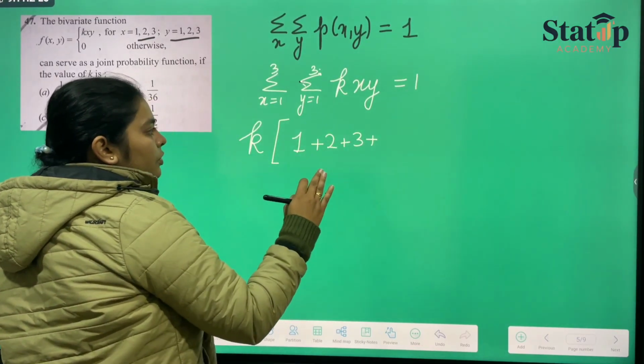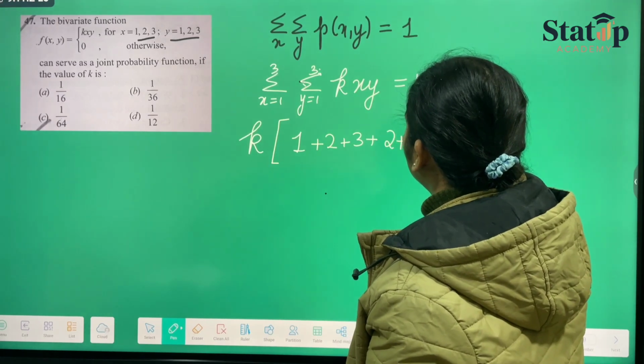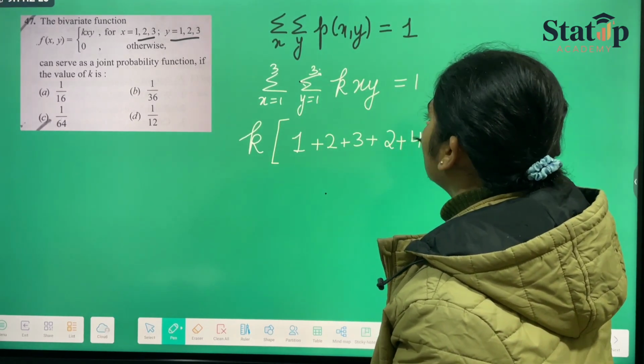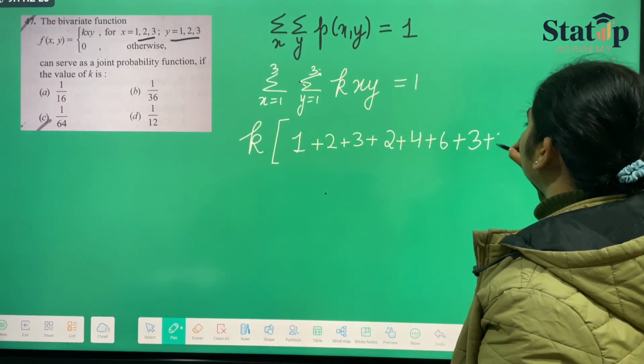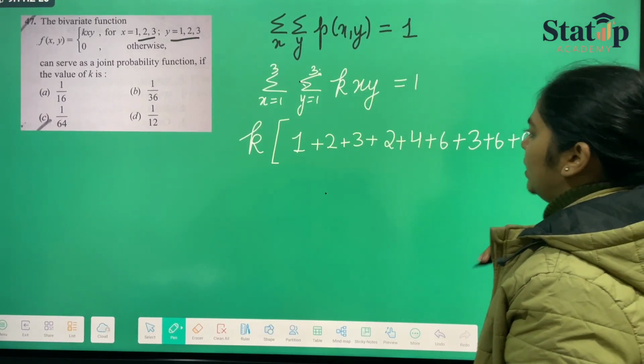Because this is a summation, so we are adding. 2 into 1 will be 2, 2 into 2 will be 4, 2 into 3 will be 6, 3 into 1 will be 3, 3 2s are 6, 3 3s are 9, which should be equal to 1.